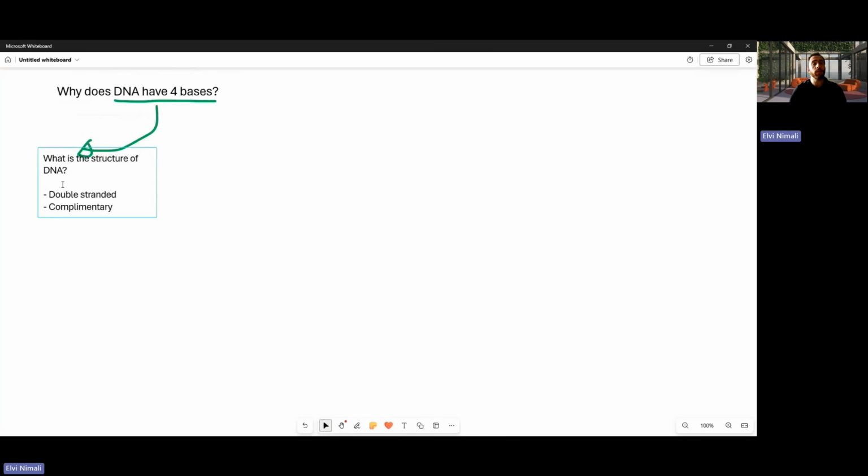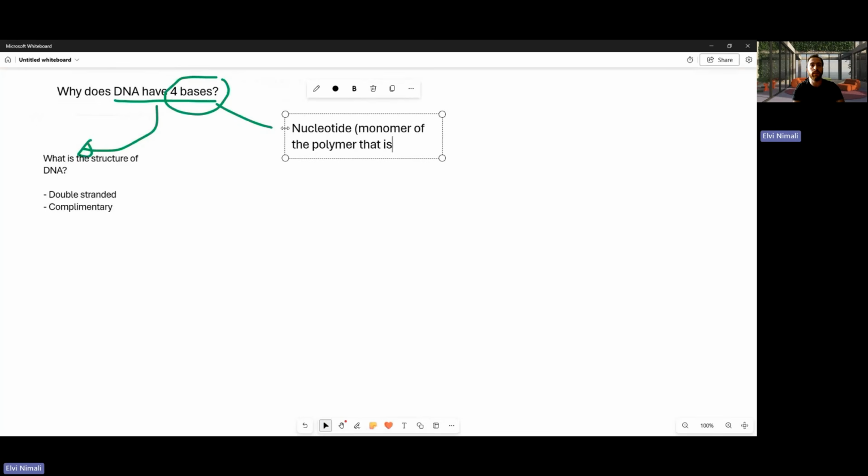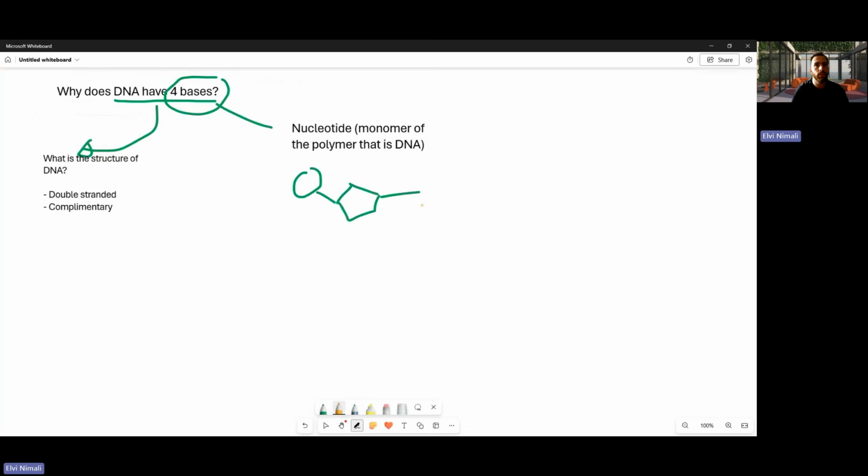Because the strands are complementary to each other, you can't have a complementary system where you only have 3 bases, for example, because A will be complementary to B, but then what's C complementary to? And if we zoom in on what bases actually are, it's one of the 3 components that makes up a nucleotide. So a nucleotide is the single repeating unit of a DNA molecule. It's the monomer of the polymer that is DNA. Okay, and so your nucleotide is made up of your phosphate sugar backbone and then your base, which is variable. Our bases are A, T, C, and G.